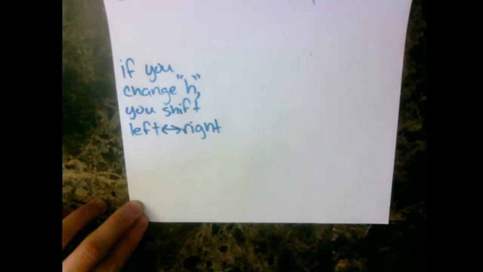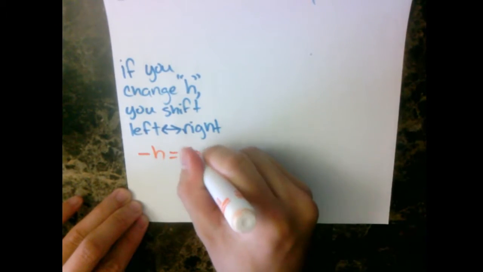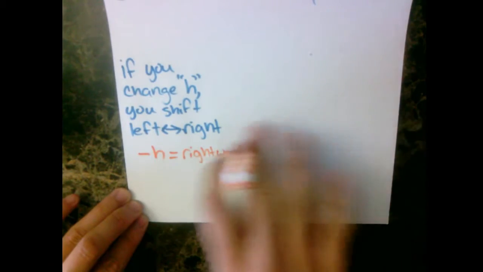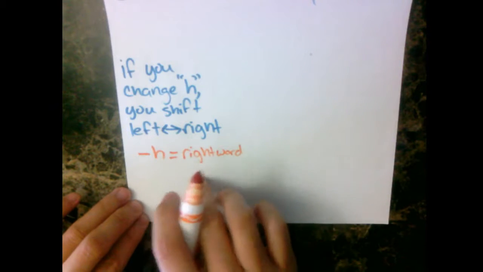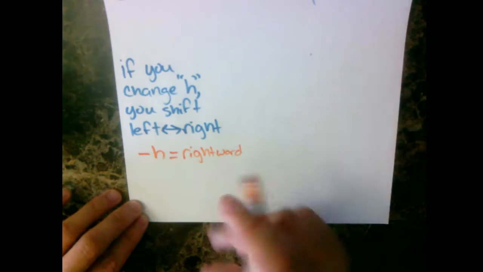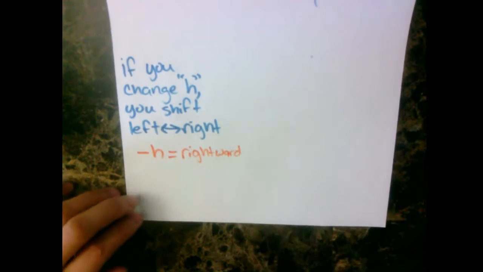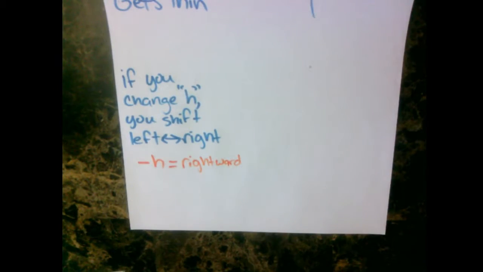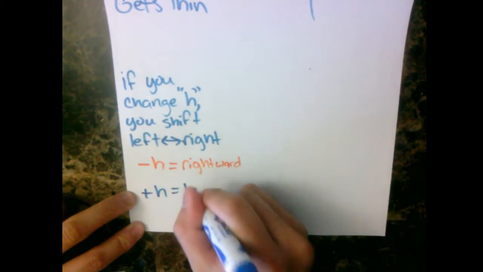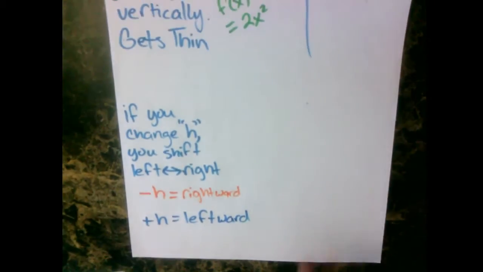The idea is that a negative h is rightward movement. And that's going to be the opposite of what most people think, because obviously the positive side of the graph is over here. But remember, in your vertex form, you've got that x minus h squared. So you're going to be doing that opposite form of that h. So if you have a negative h, it's rightward. And then if you have a positive h, it's going to be the opposite, which is left. Okay, leftward.